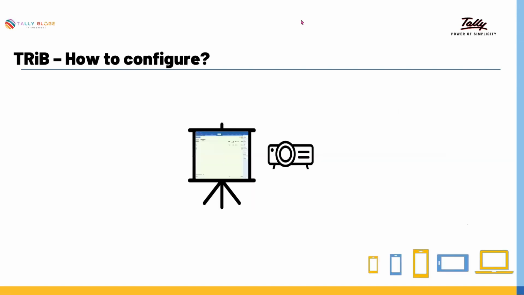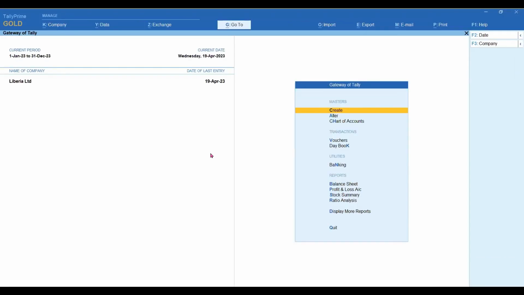I'll show you how this is configured in the product and how it will look. So I'll switch to the product. The first thing we need to do is enable TallyPrime reports in browser in our company. So how do we do that?